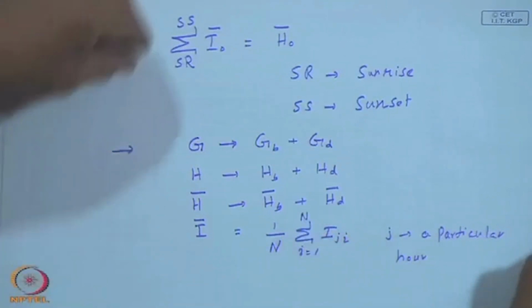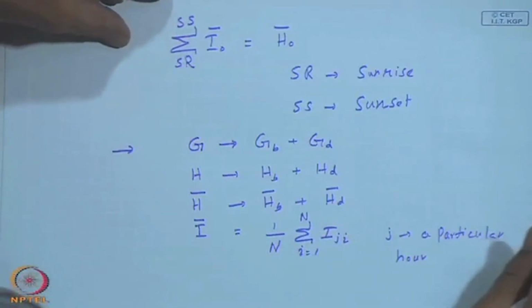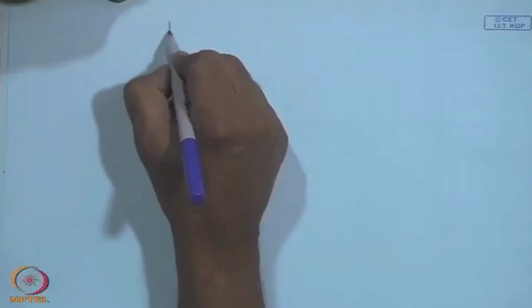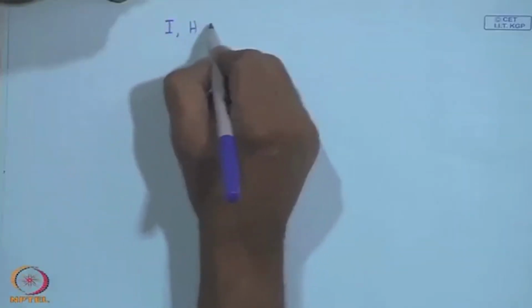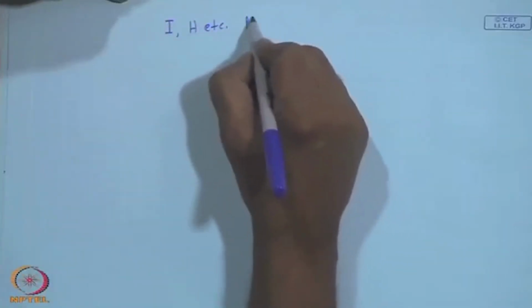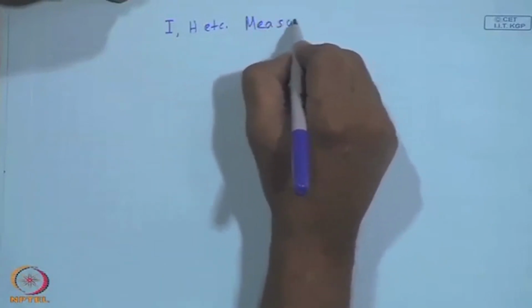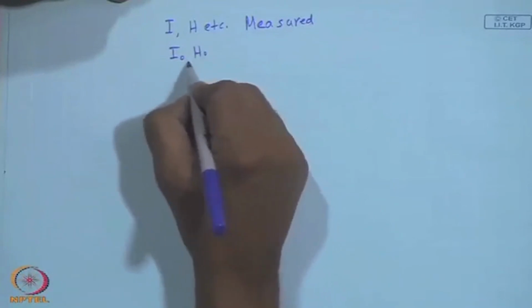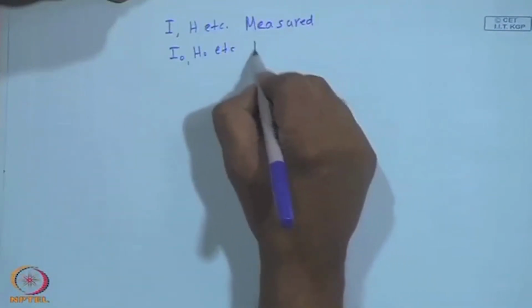Okay. I am particularly repeating this average hourly value concept. It is the average of a particular hour for the entire 30 or 31 days in the month. So, either you can have I, H, etc. measured, or I 0, H 0, etc. we can calculate.